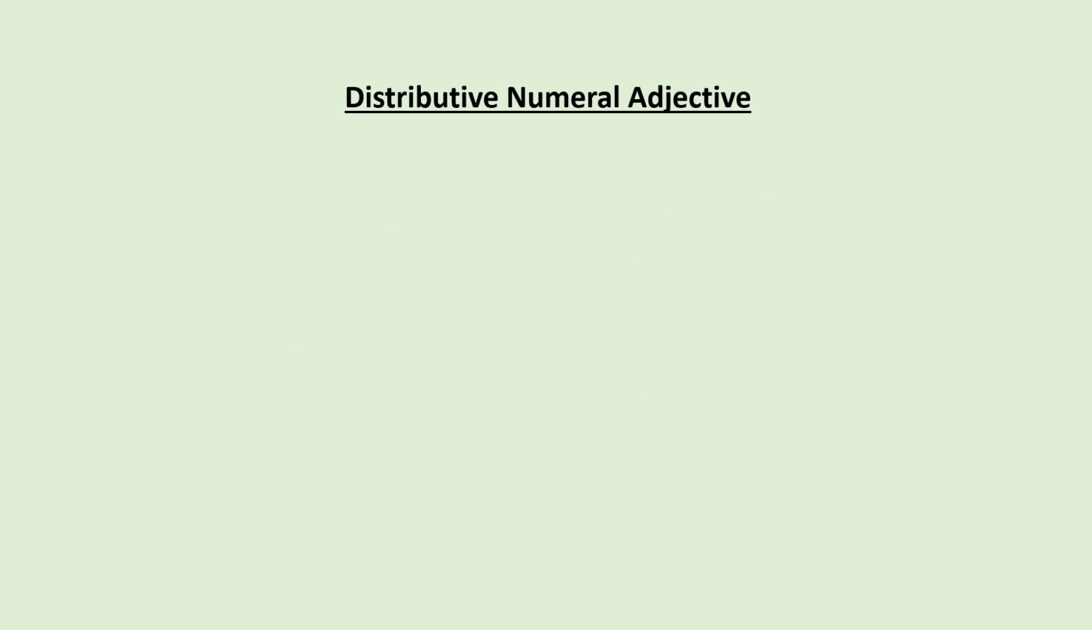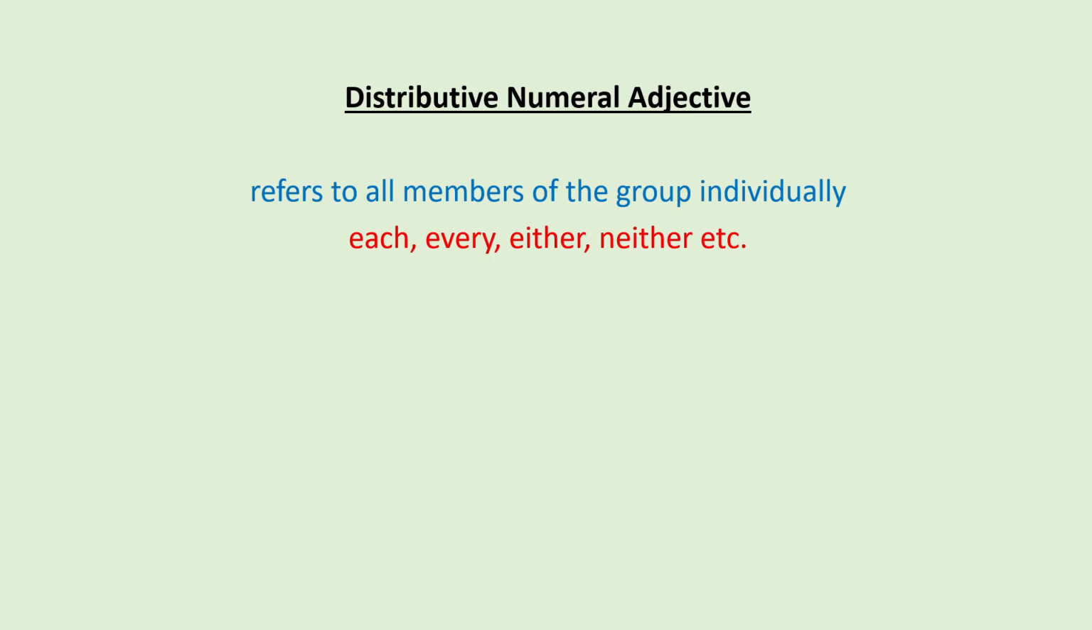And the last one is the distributive numeral adjective. A distributive numeral adjective refers to all members of the group individually. It means, in simple words, if we are talking about five people in any sentence, the distributive numeral adjective will refer to all those five people individually. It includes adjectives like each, every, neither, either, etc. Each candidate must take one sheet only. Here, each is referring to each member, each candidate of the group.